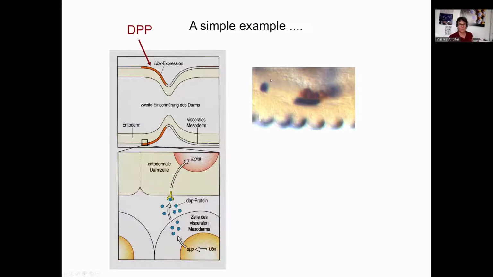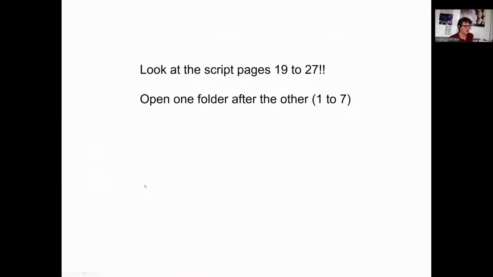Up to date, we don't know why. It would be very interesting to find out why DPP induces label here and not here. But anyhow, here is also DPP and there is no label. So definitely there is tissue specificity. It's definitely an endodermal protein which distinguishes between this response in that cell type and this cell type. So let's see, that's where we are.